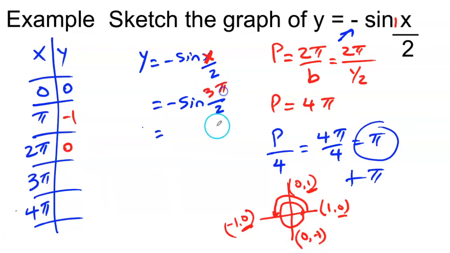What about 3 pi? Now it's going to give me 3 pi over 2, and 3 pi over 2 is all the way here to 270, and my sine is negative 1. So I have negative, and sine of 3 pi over 2 is negative 1, which becomes positive 1.